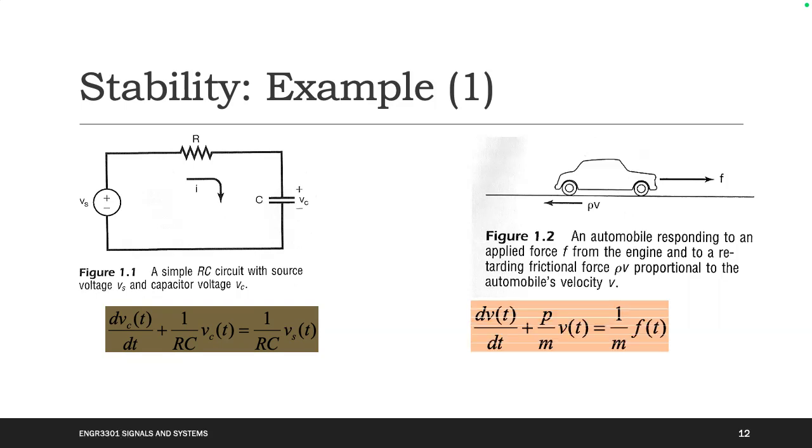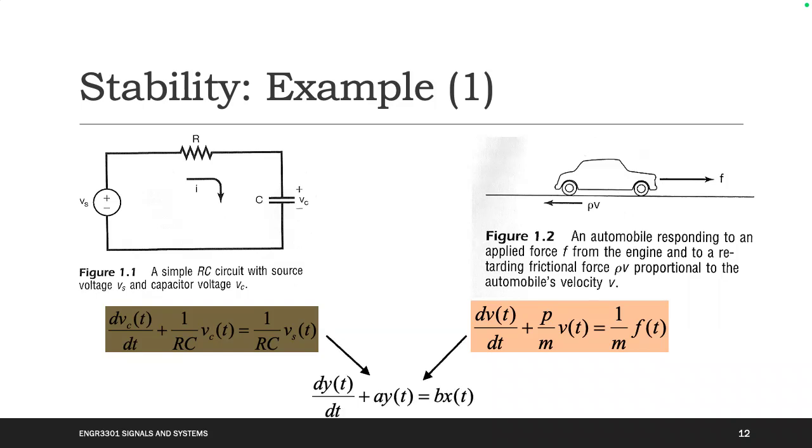How about this one? The force is bounded, am I right? You cannot give infinite force. And the output, the velocity, in the real world, it cannot be infinite, am I right? So it is a BIBO system. Your force cannot be infinite, and your velocity cannot be infinite. That makes sense to you? So those two are stable systems.